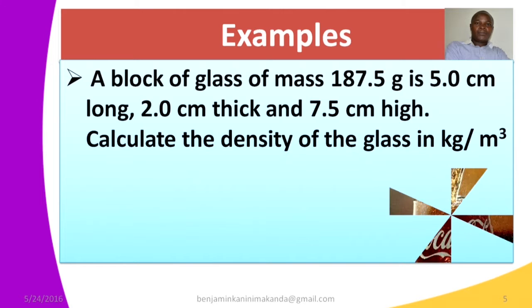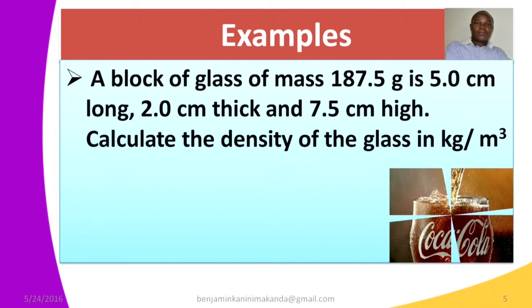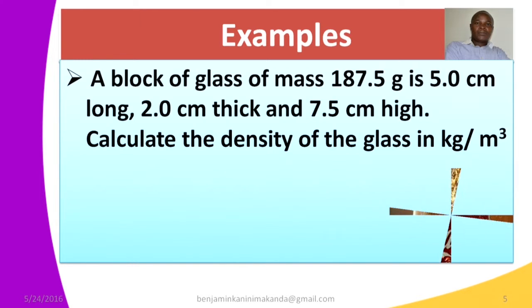Before we go to the solution to this problem, just to analyze some of the information given in this problem. One, we are given the mass, and the mass is expressed in grams. But in our calculation, we have to convert this mass into kilograms. 187.5 grams must be converted into kilograms. Therefore, how many grams make a kilogram? 1000 grams make a kilogram. So we are going to divide that.